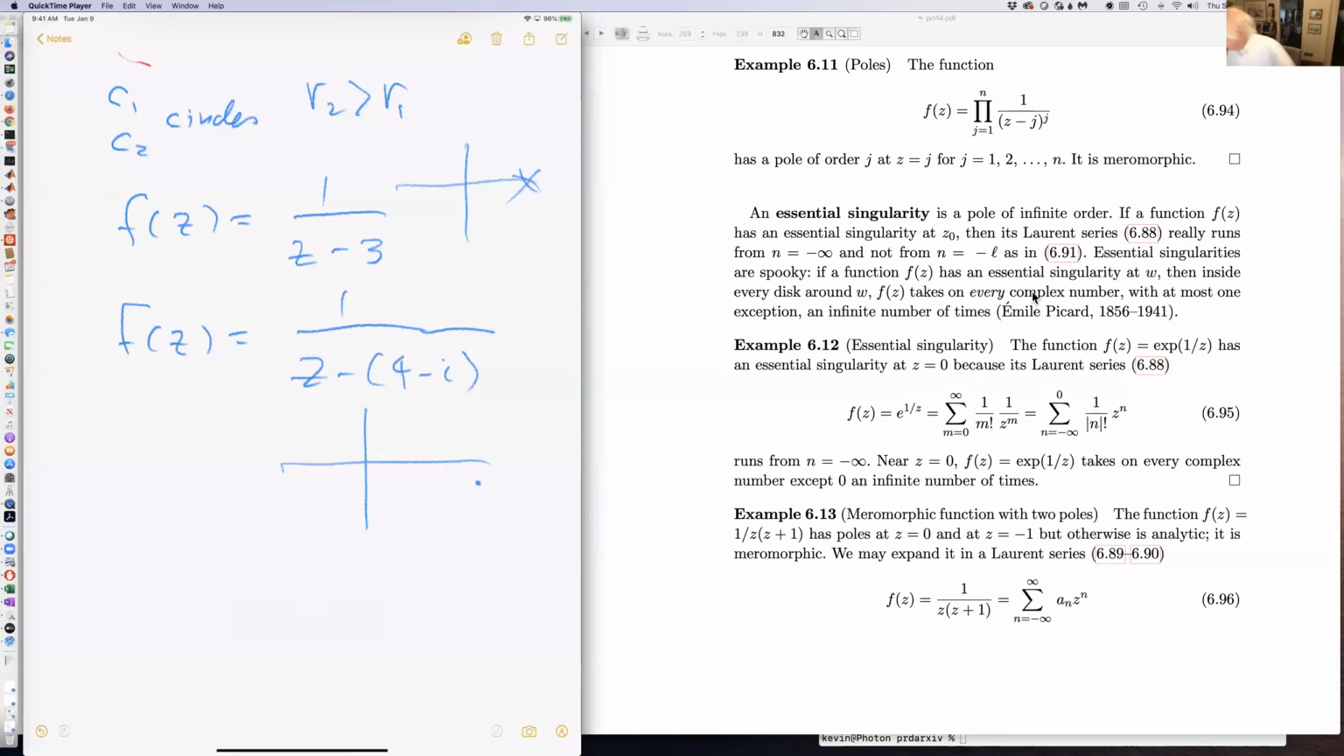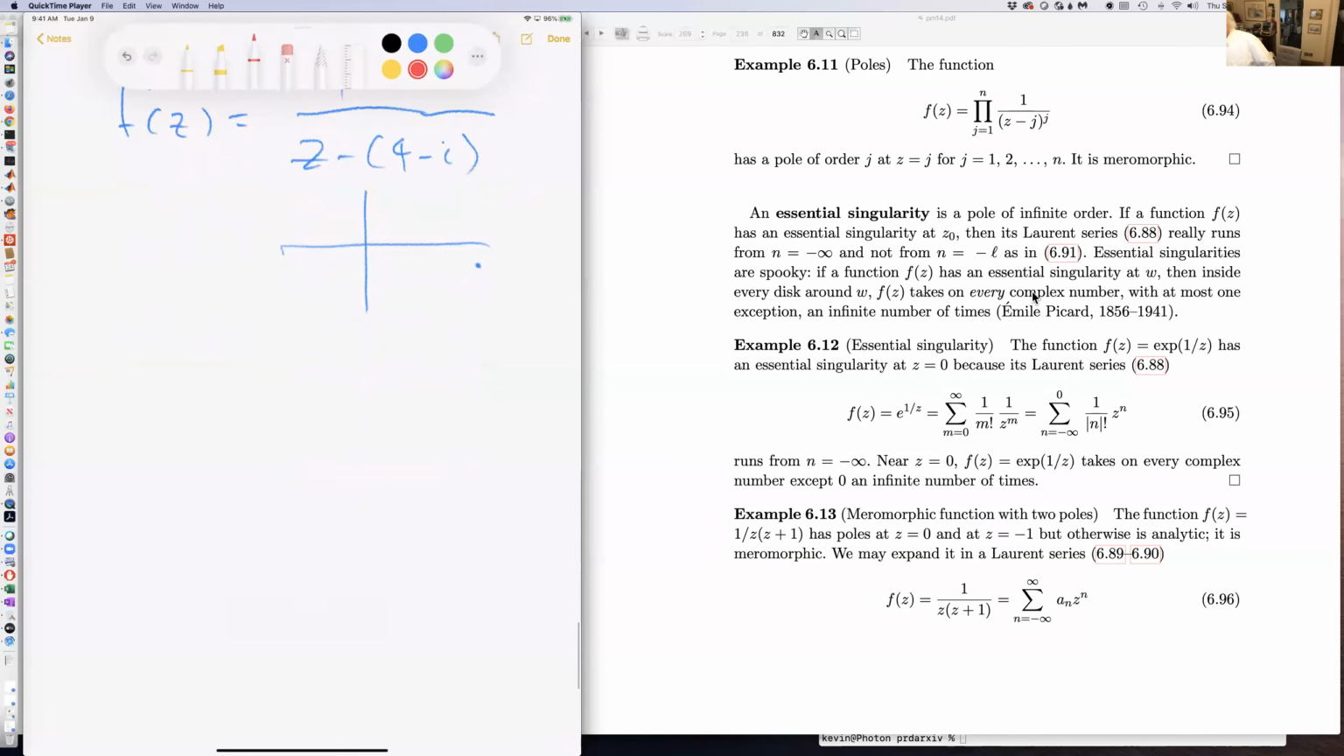So in other words, what we've got here is an essential singularity, and an example of an essential singularity is 1 over z, e to the 1 over z squared, and so forth. These have essential singularities at the origin.